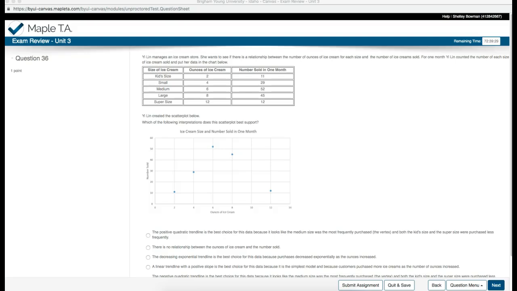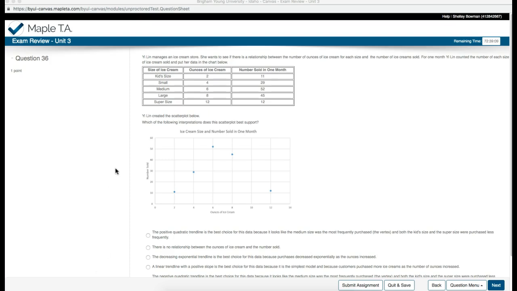Maple TA Exam Review Unit 3, question number 36. Yi-Lin manages an ice cream store. She wants to see if there's a relationship between the number of ounces of ice cream for each size and the number of ice creams sold. For 1 month, Yi-Lin counted the number of each size of ice cream sold and put her data in the chart below.